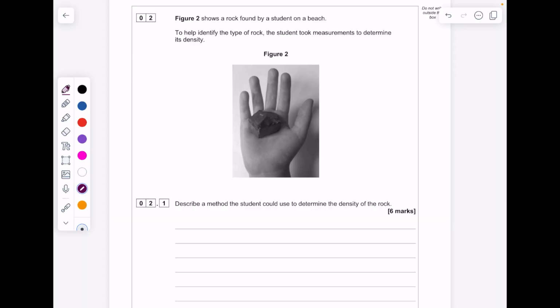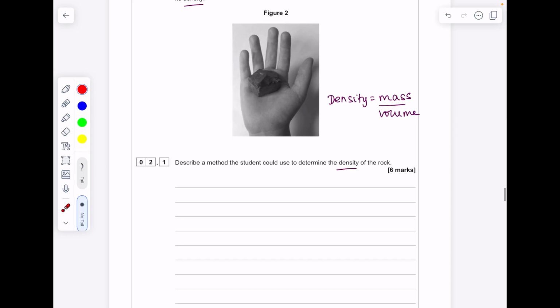Figure 2 shows a rock found by a student on a beach. To help identify the type of rock, the student took measurements to determine its density. Describe a method the student could use to determine the density of the rock. So always bear in mind which equation we're using to calculate these values. So density equals mass over volume. So clearly we're going to need to take a mass reading, a volume reading, and substitute it into that equation. So find the mass of the rock using a balance.